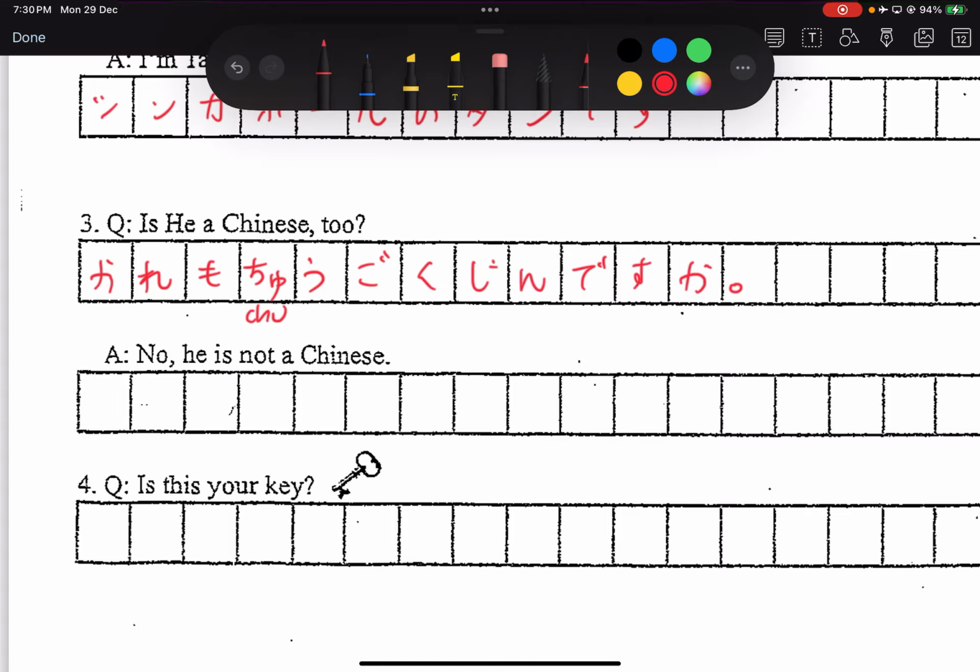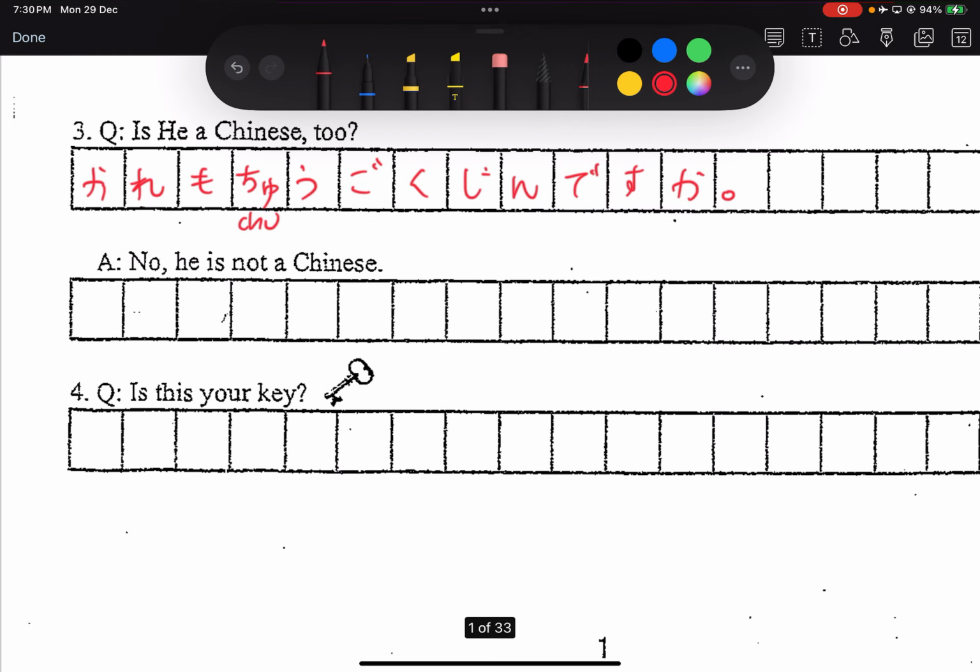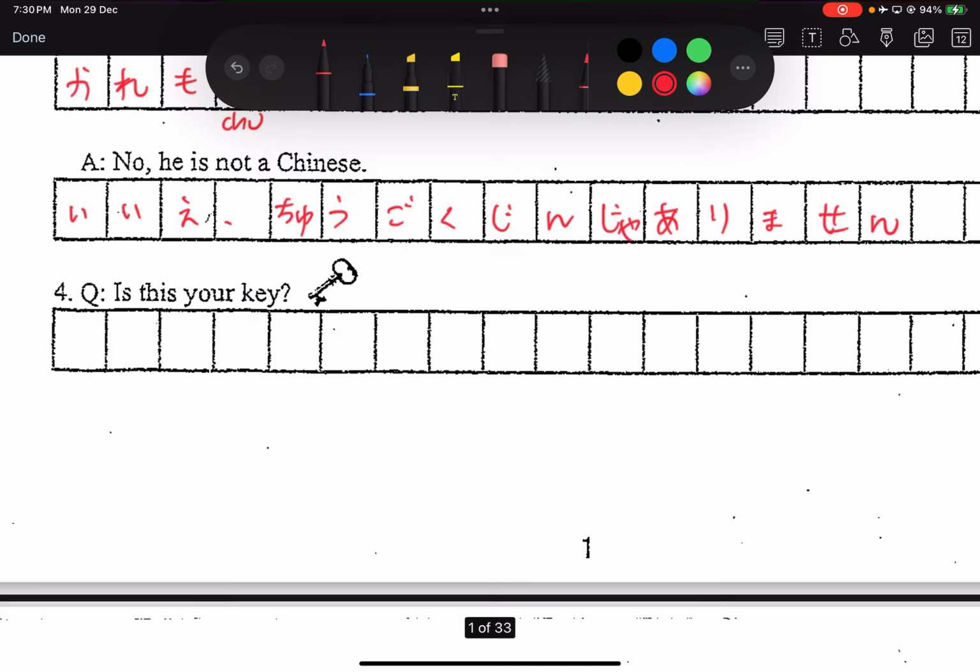Okay, next. No, he is not Chinese. いいえ、彼は中国人じゃありません。 Very good. 中国人じゃありません。 Okay. Is this your key?